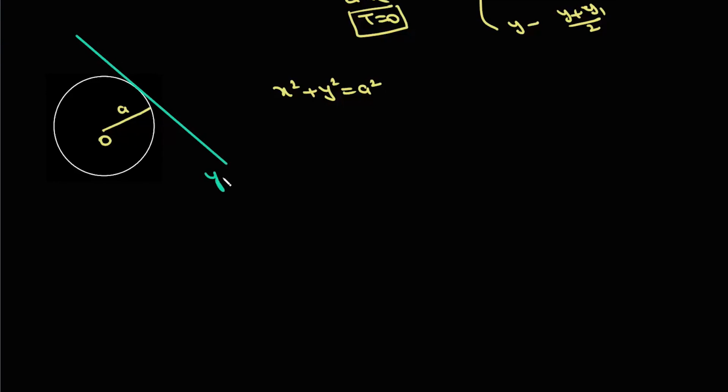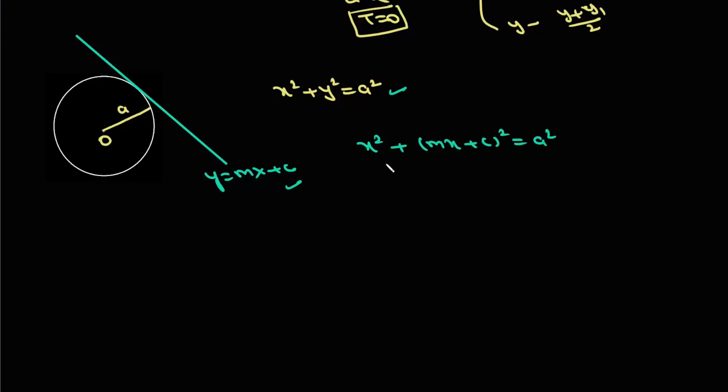And suppose this line is y equals mx plus c. So we have this curve and this line. First we'll find its point of intersection. So we'll replace y with mx plus c. So we can write this as x square plus (mx plus c) whole square, and it is equal to a square.